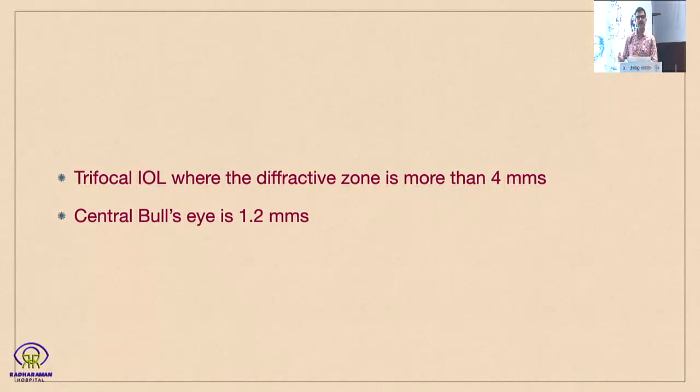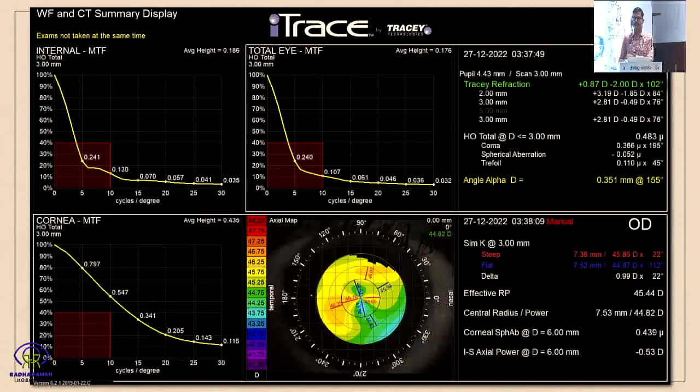And the central bullseye has to be around 1.2 millimeters because the angle alpha is 0.6. Fine, we do have a product in the market which has both of these. But my measurements are not finished. There's still more to come. These are my MTF curves. The cornea is doing fine. The internal MTF is, of course, distorted because I do have a cataract.